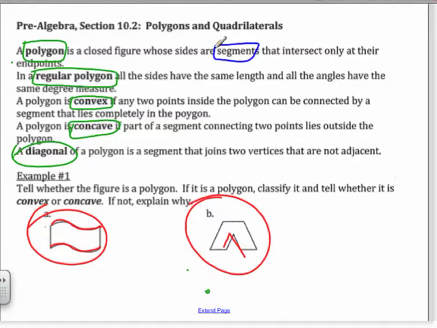Okay, and then Nico, you had asked a question too. Oh, about this figure. We wouldn't say it's concave or convex because it's not a polygon. That only refers to polygons. Okay? All right. Polygon meaning many sides. Poly meaning many, gon, sides.